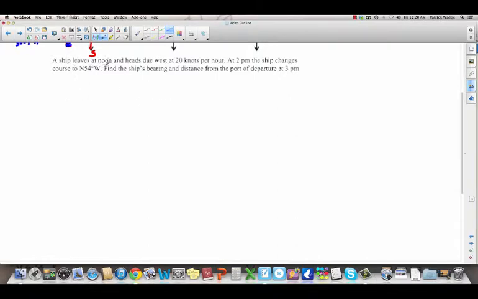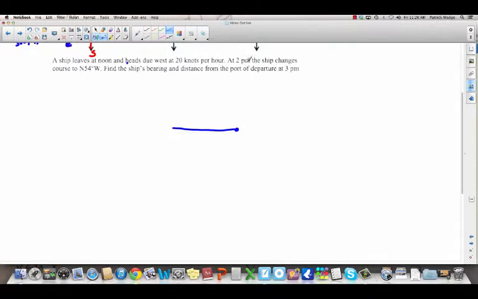Alright, a ship leaves at noon. So let's say it started here and it leaves at noon and heads due west. Well, that's this direction. And it goes at 20 knots per hour. A knot's a nautical mile. Don't worry about that. Anyway, it's going 20 knots per hour.